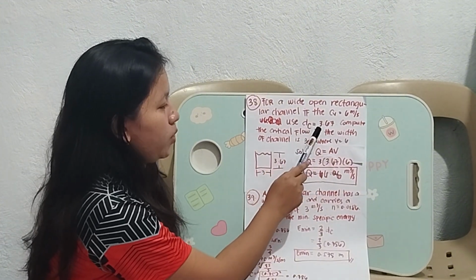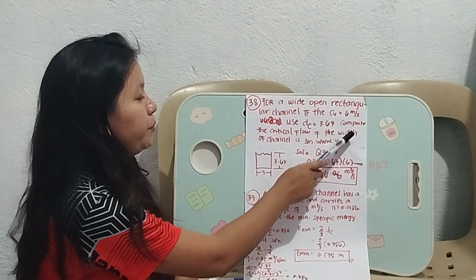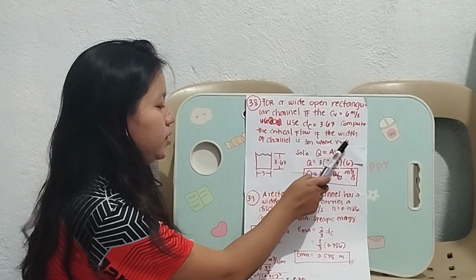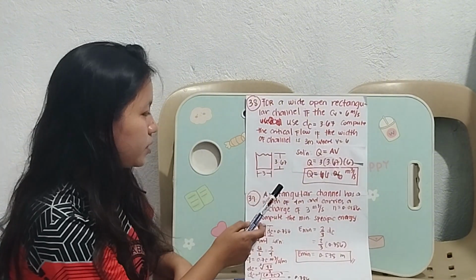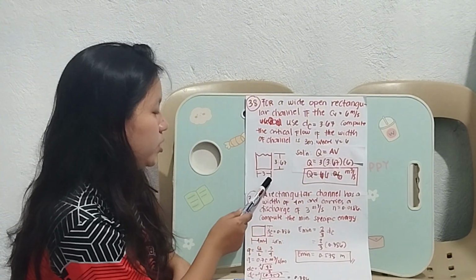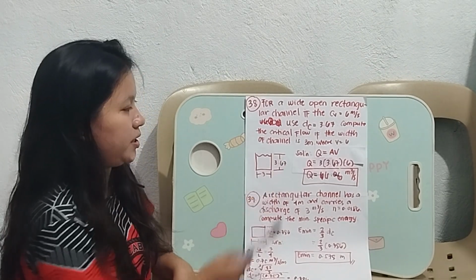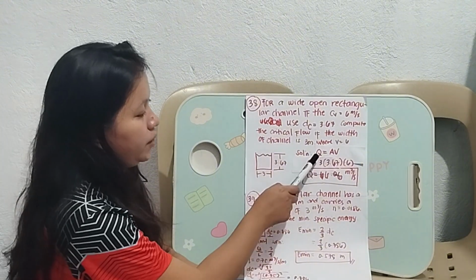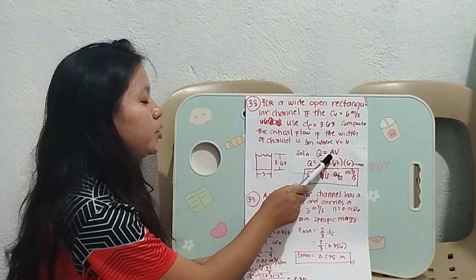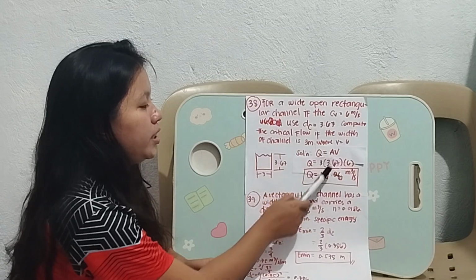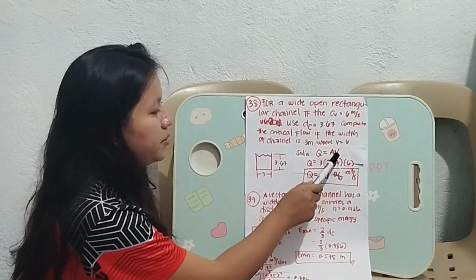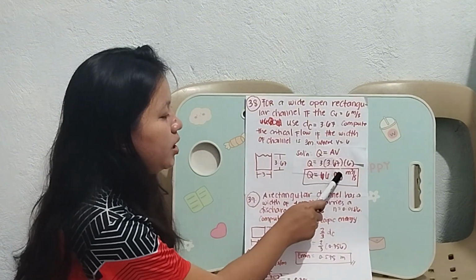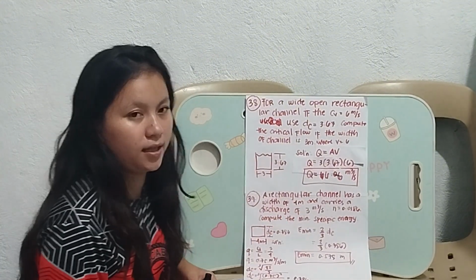For number 38, for a wide open rectangular channel, if the vertical velocity equals 6 meter per second, use the critical depth equals 3.67 meters. Compute the critical flow if the width of the channel is 3 meters or velocity equals 6. So this is the rectangular channel. We have the width which is 3 meters and the critical depth which is 3.67. So we need to find the critical flow. Q is equal to area times velocity, where area is 3 times 3.67 times the velocity of 6. So the answer is Q is equal to 66.06 cubic meter per second.